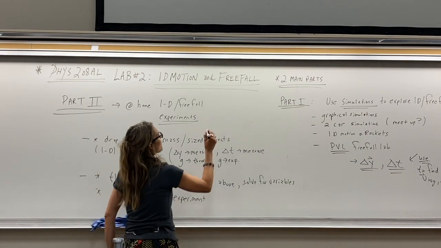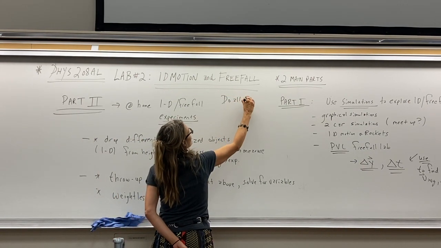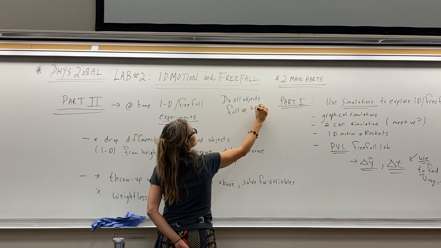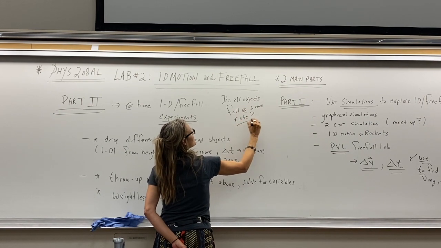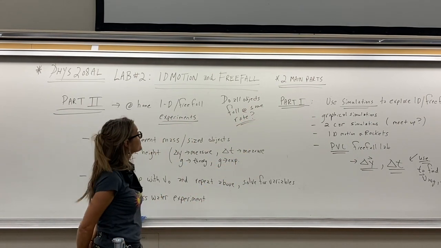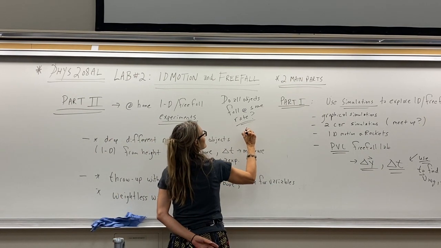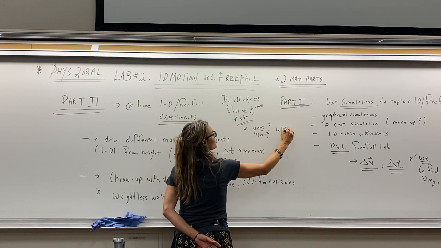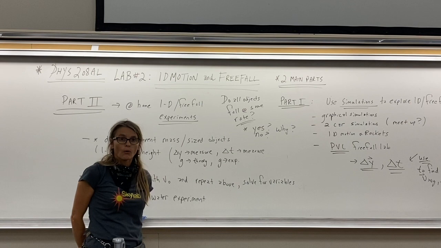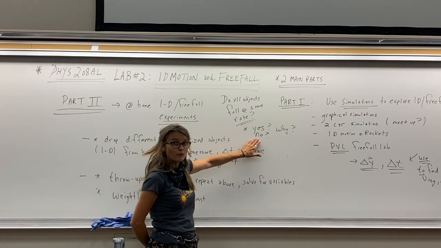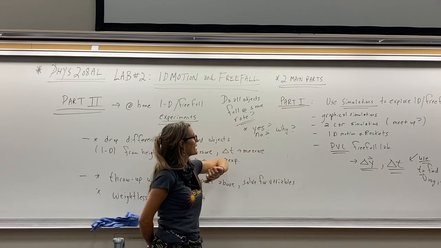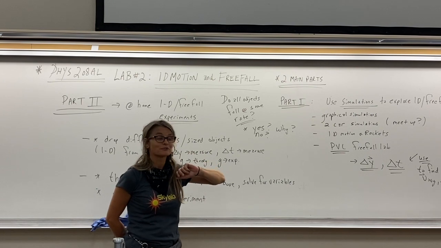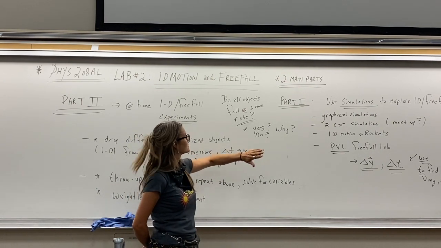So, do all objects fall at the same rate? That's a big theory we want to test. And if not, we want to look at why. Or if it seems like they don't fall at the same rate, why is that happening? And if we say yes, we want to really test that theory by trying to drop things in a vacuum, okay, which is another little demo we have.